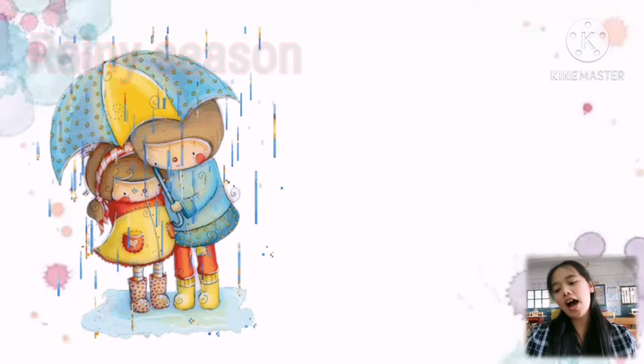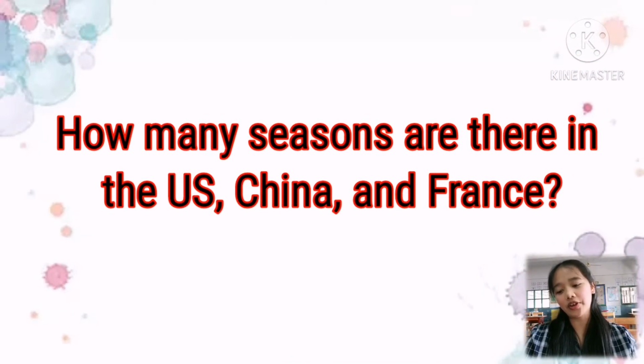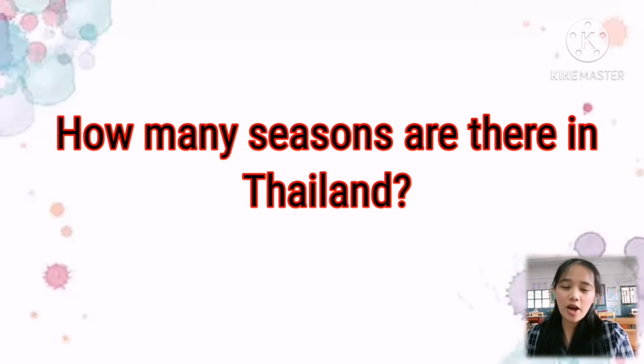So again, how many seasons are there in other countries like the USA, China, and France? They have 4. Okay, very good. So what are those? They have summer, winter, autumn, and spring. How about in Thailand? How many seasons do we have in Thailand? There are 3. So we have hot season, rainy season, and cool season.